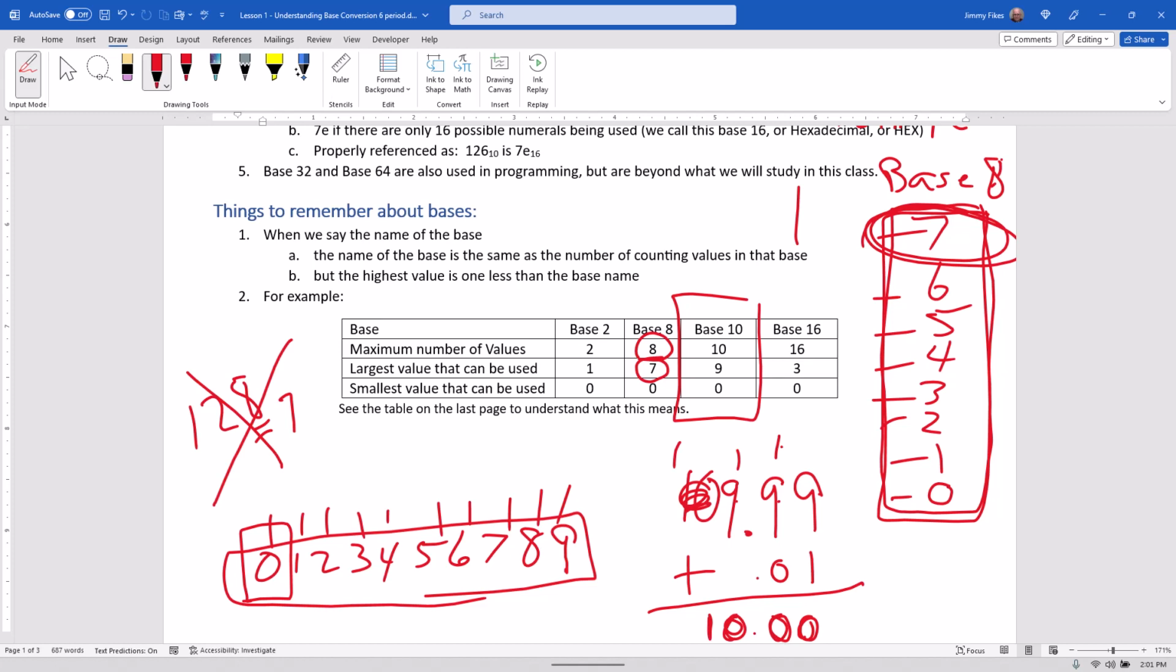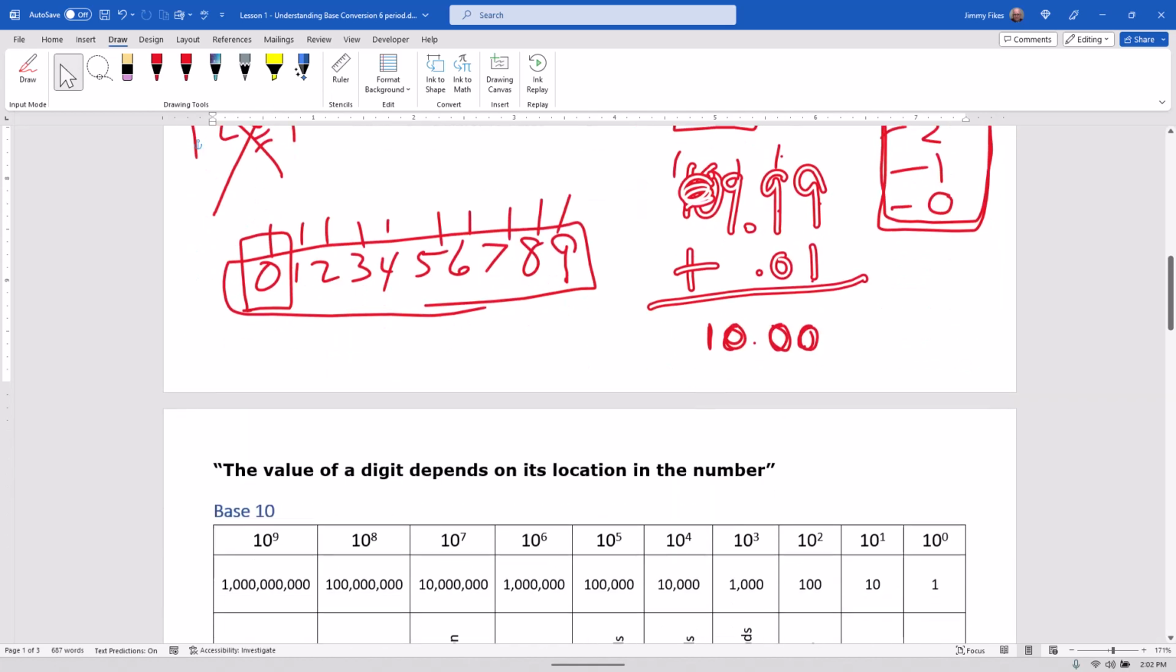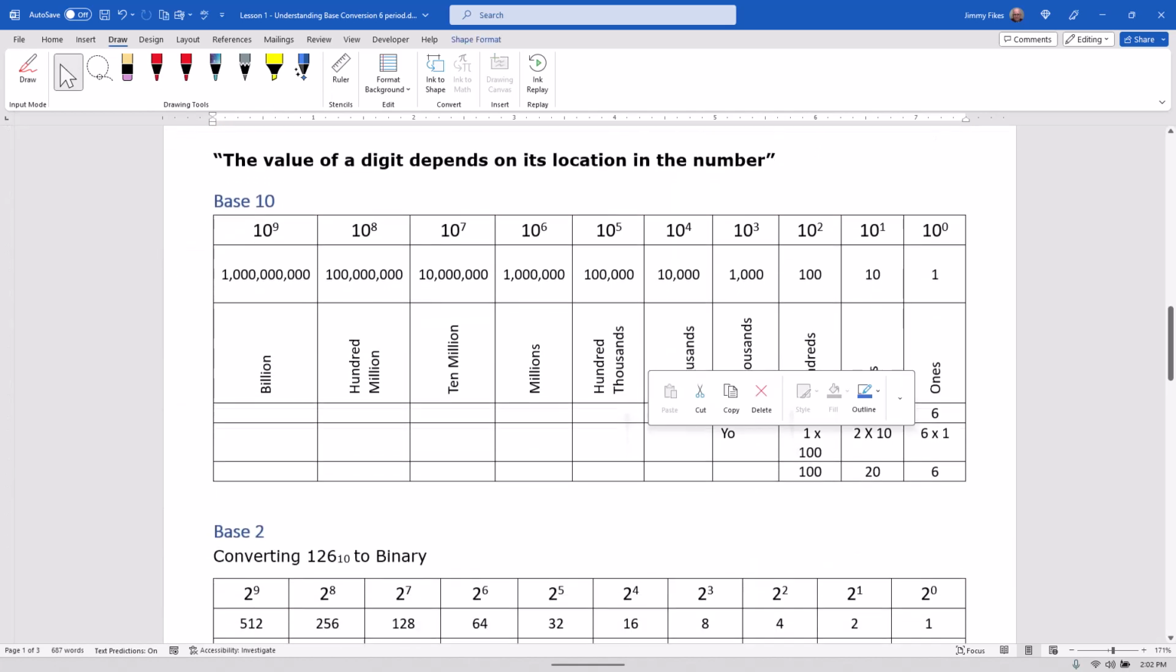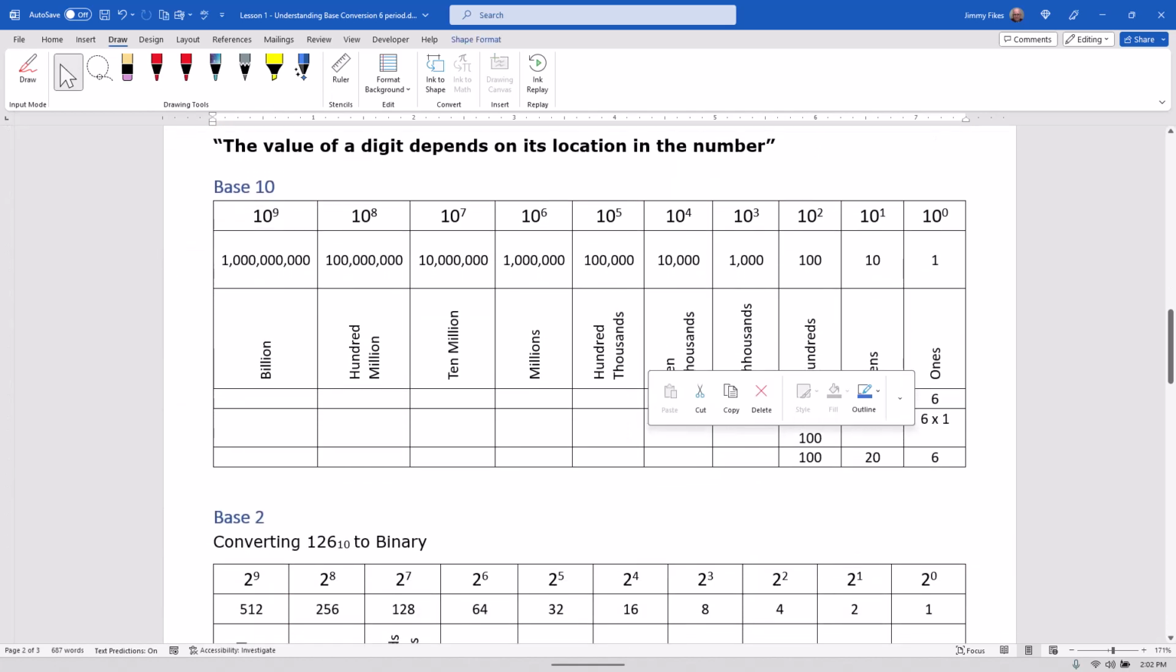But just keep in mind, when you say the name of the base, you're saying the number of counting digits, but the largest possible value is 1 less than that value. I'm looking here to watch our time. It's 13 minutes. Okay, so look at page 2, and we have a little grid here.